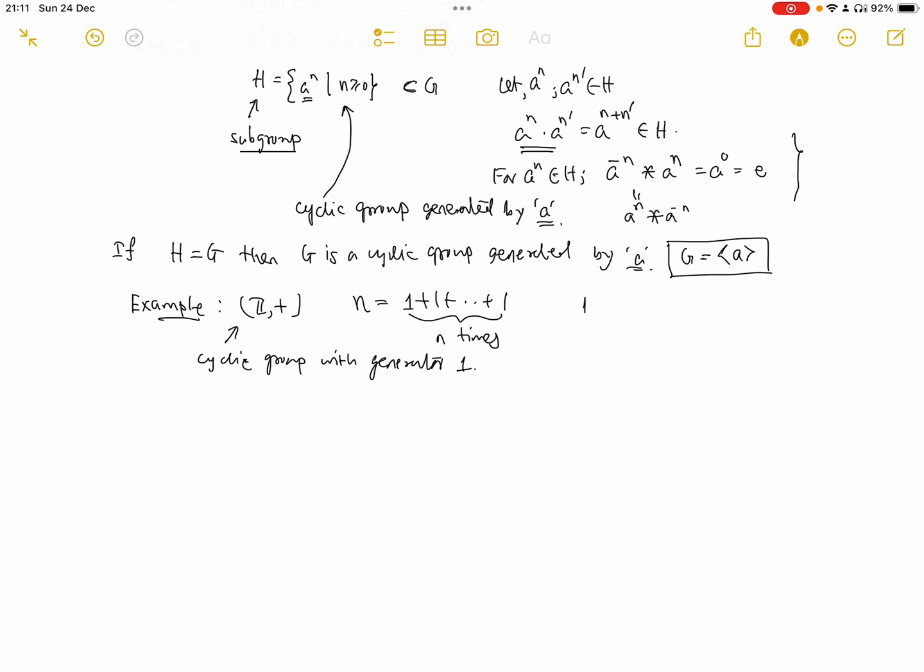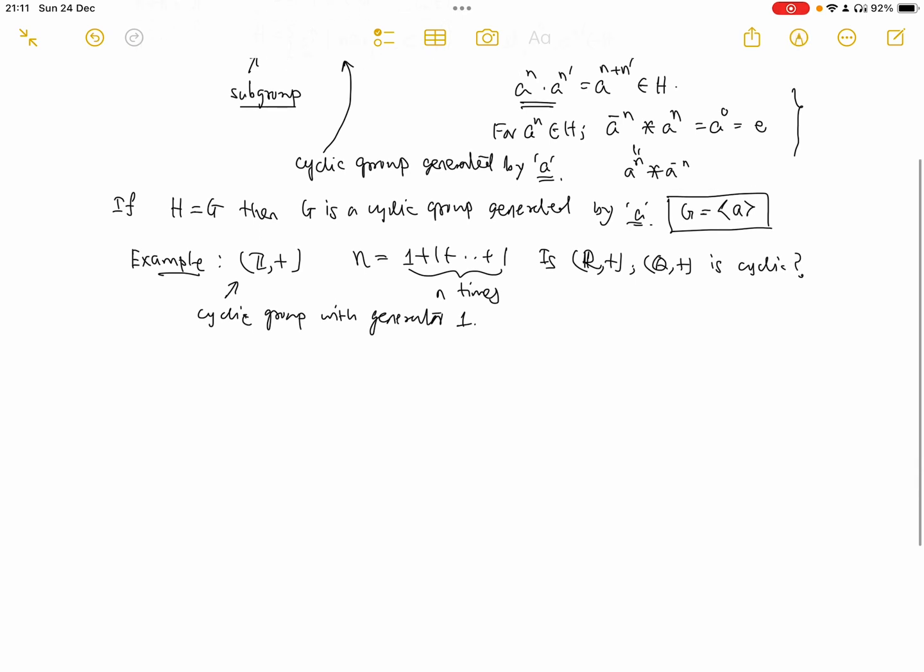Now, say for example, the question is whether this is cyclic. So is this or this cyclic? These are natural questions. So maybe you can think about these things. These are some of the questions that you can think about.